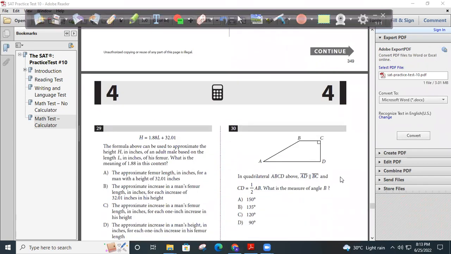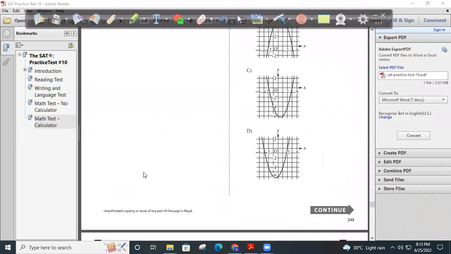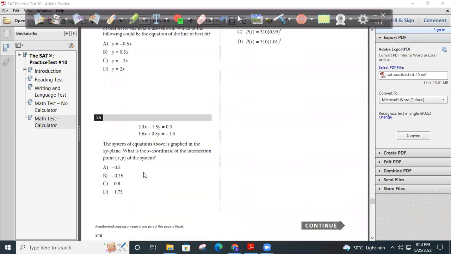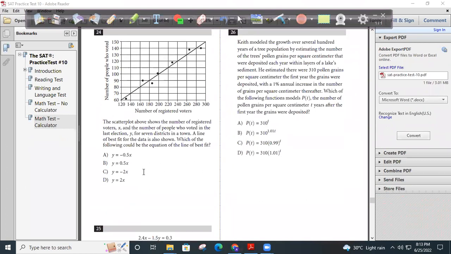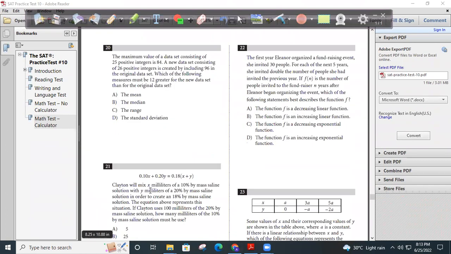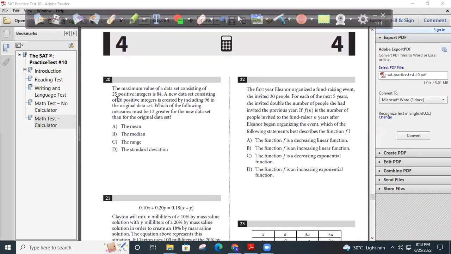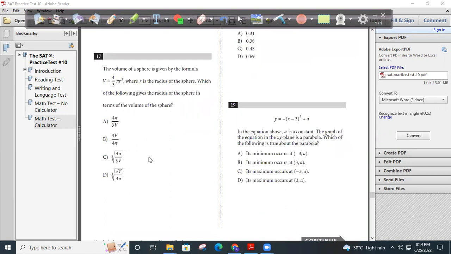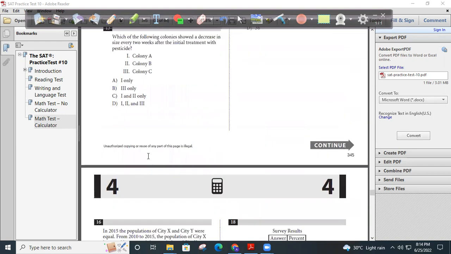What is the meaning of 1.18 in the context? This is the slope. I'll cover it for you. Okay, this is not it. Which of the following is the equation of the line of best fit? No, no, no. The maximum deviation must be calculated for the new data set than for the original data set. Okay, that is not based on mean and median, so I'm skipping that.